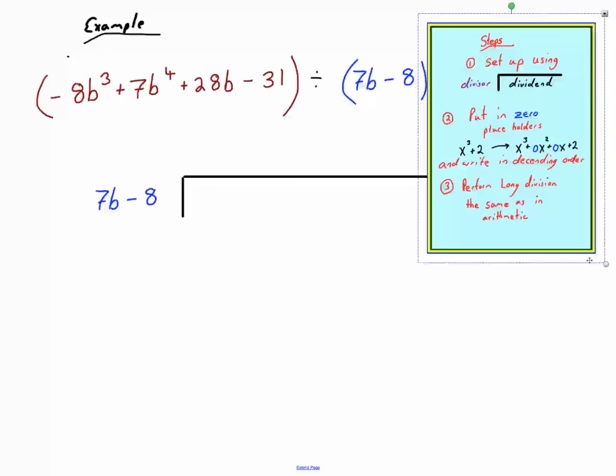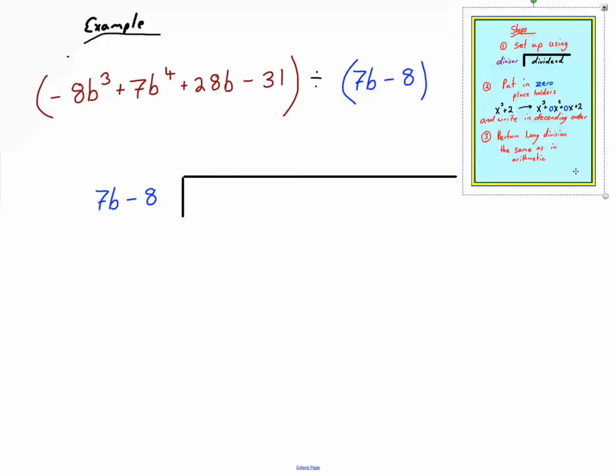Alright, so our first step is set up using the divisor and dividend. In this case, the dividend is out of order, so we're going to go right into step 2 and put it in order. So I have to put my 7b to the 4th first. So let's put 7b to the 4th here. The next one is minus 8b cubed. There is no squared, so I'm going to put in a 0 place. So plus 0b squared. And there is a b, so plus 28b and minus 31.